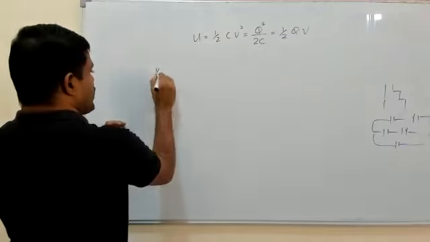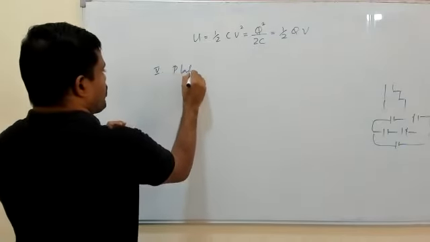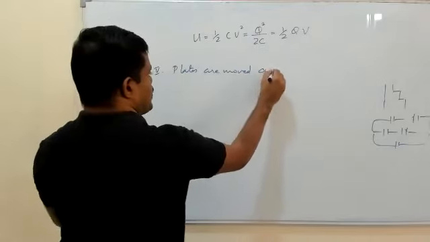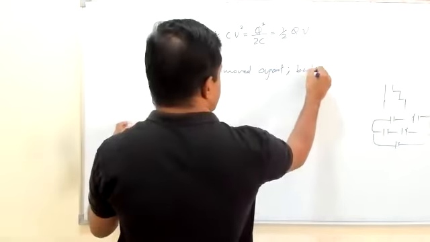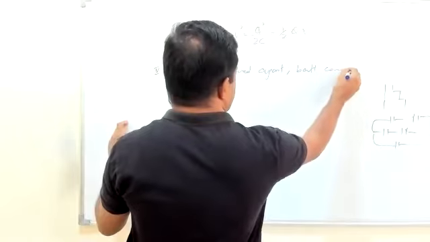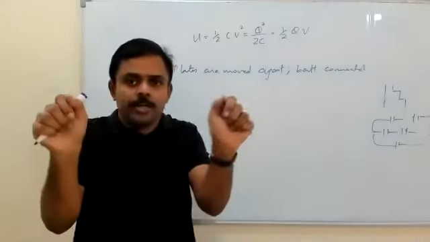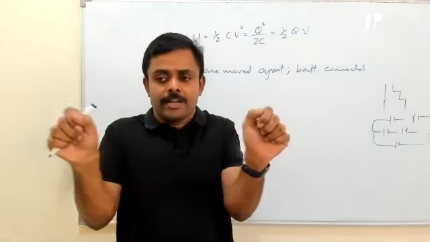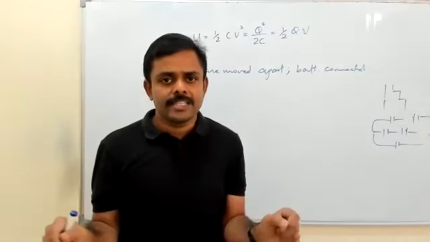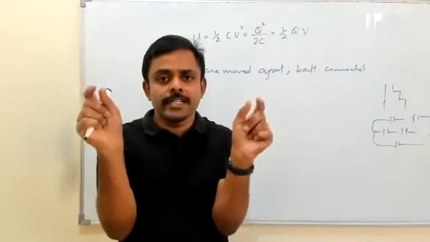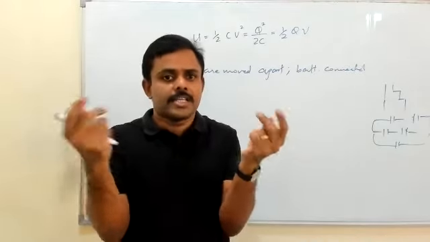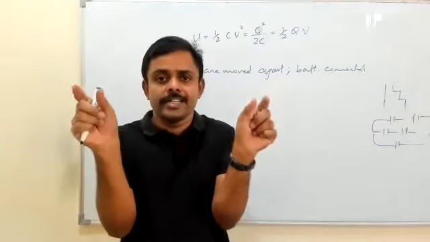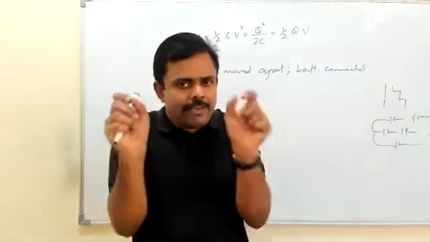Now, next one, fifth case. Plates are moved apart. Battery connected. Plates are moved apart means what? You hold the plates using an insulating handle, right? And then they are moved apart like this. Why? Because otherwise charges will leak through your body. Understood? You should hold it using an insulator. Anyway, you're moving them apart.